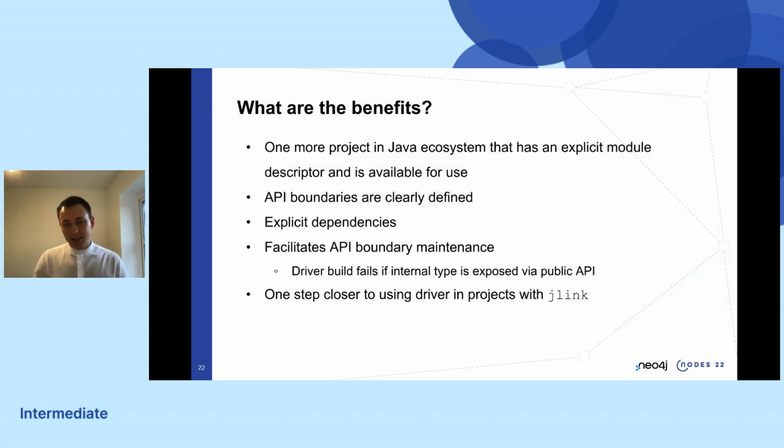And this actually gets us one step closer to using the driver in projects with JLink, where you can actually build a custom runtime image that only has the subset of Java that is required to run your application. The reason I'm saying we are getting one step closer is because there are still some dependencies, like for instance, Project Reactor, that is on Java 8 and does not yet define the module descriptor, but we will get there one day.